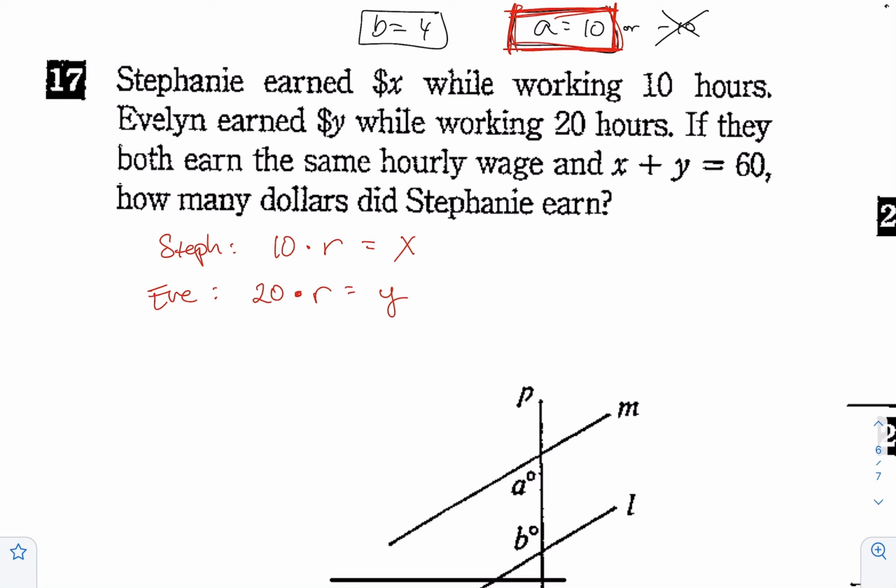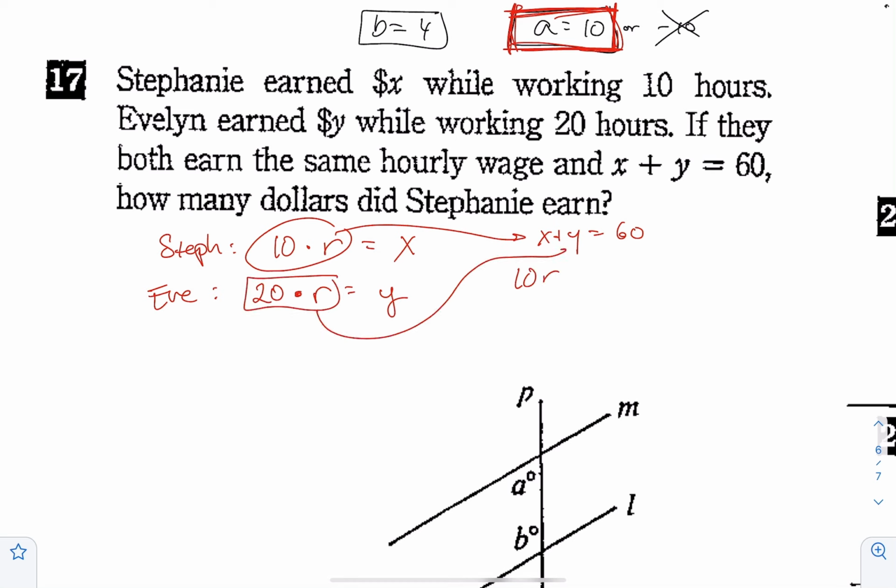Now you know that X plus Y has to be equal to 60. And you can do a substitution. Instead of X, replace it with 10R. Instead of Y, you can replace with 20R. So you do two substitutions here to solve the system of equations. And when you combine like terms, you get 30R is equal to 60. Divide by 30 on both sides, you get that R is equal to 2. So they'll earn $2 an hour.